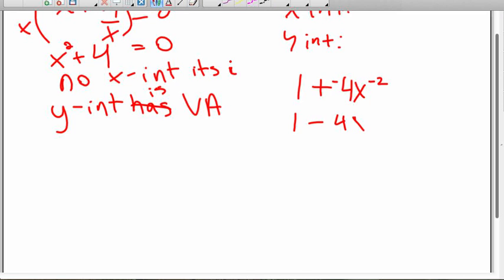Over x squared. Either way, it makes it a lot easier. That's equal to 0. So your critical points are going to be at 2 and negative 2.